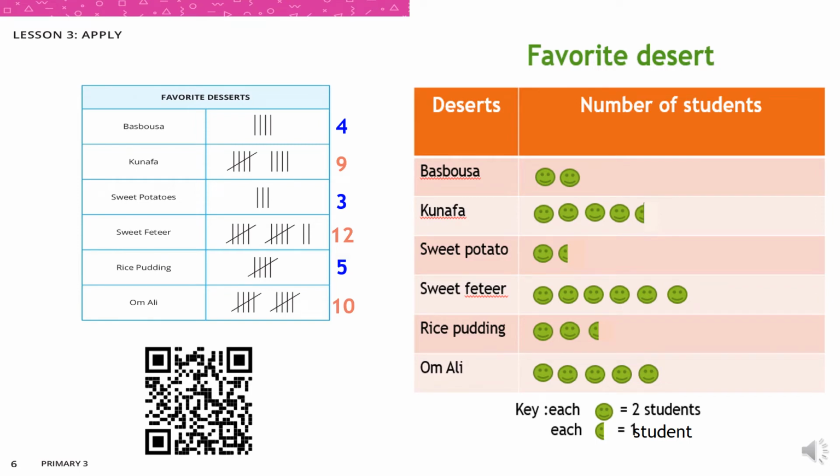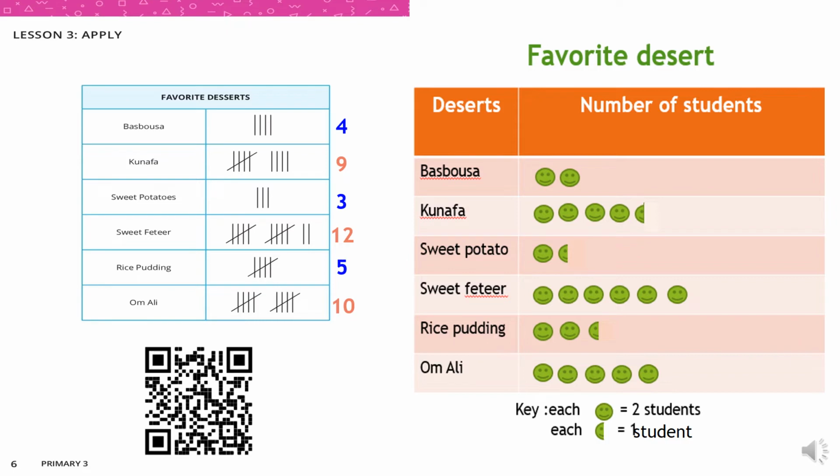We will represent this table using a pictograph. Let's remember together, a pictograph uses pictures to show the data. Here, our title is Favorite Desserts. We will find the column on the left for desserts and the number of students in the next column.